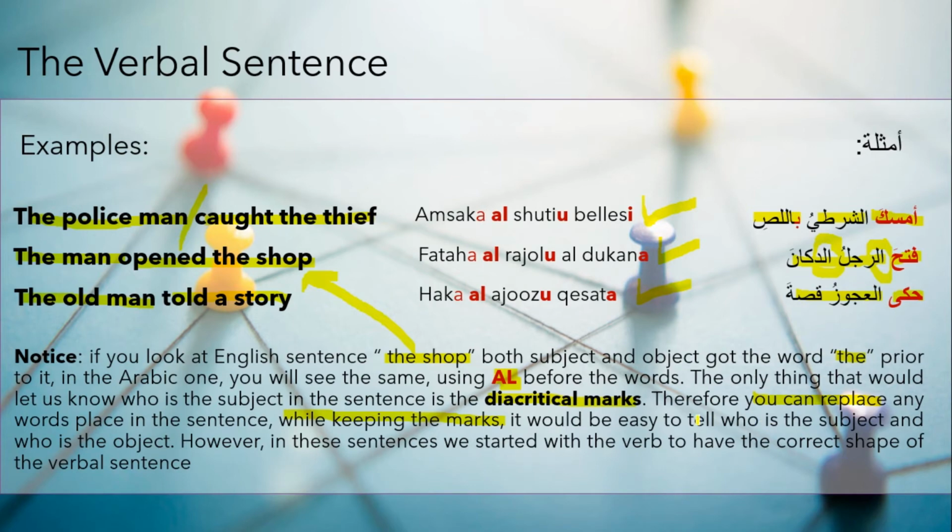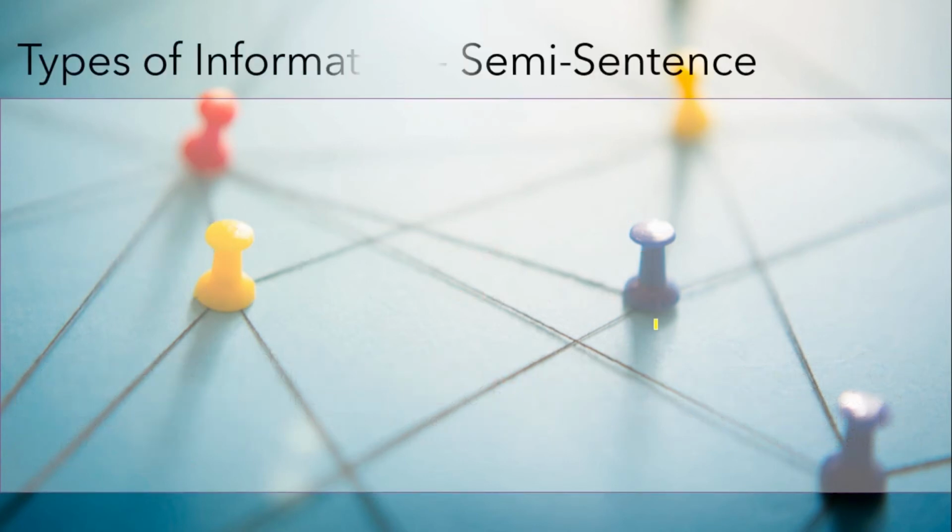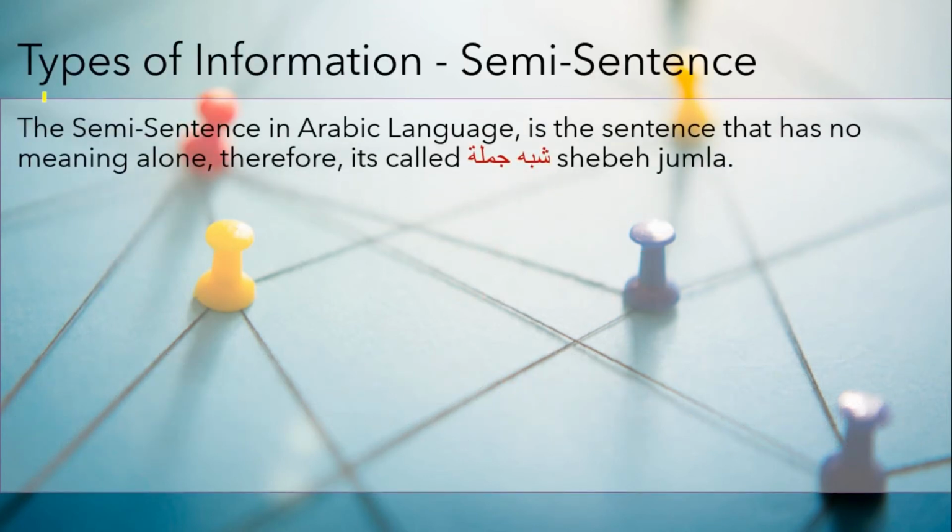So in the Arabic language, whenever we change the word order, the diacritical marks let us know what is the verb, what is the object, and what is the subject in the sentence. But what we have to understand before we move to the next slide is that the verbal sentence starts with the verb, and then the information is the next part. أمسك, فتح, حكى. All of them are verbs. Now let's start with the types of information. The other part of the sentence has types.